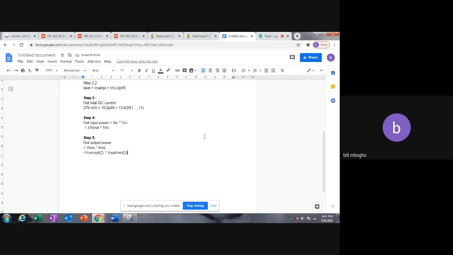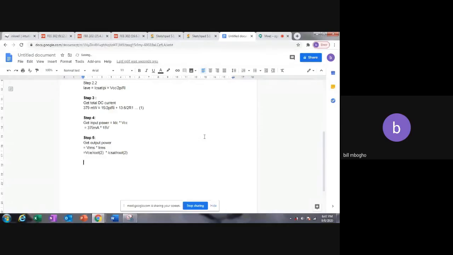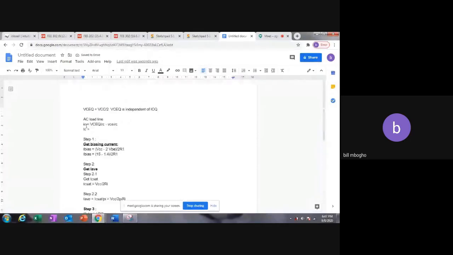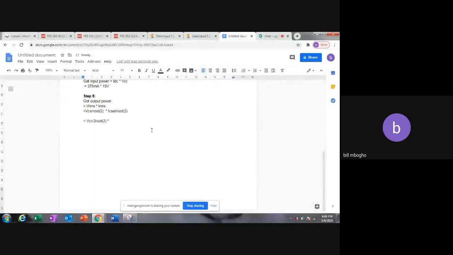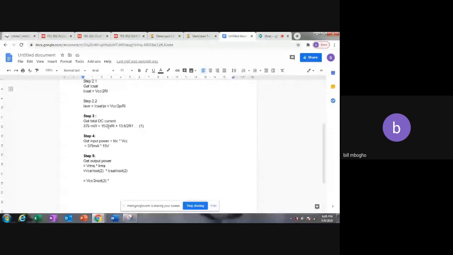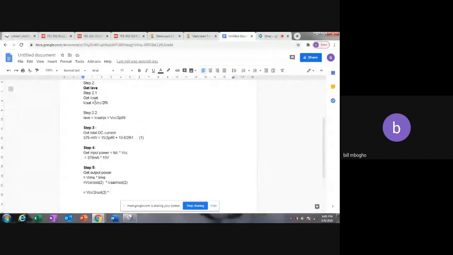VRMS times IRMS, put real values to this. VCE, recall from the beginning, is VCC over 2. So this is VCC over 2 root 2 times IC sat, and IC sat, we've gotten it right here. IC sat is VCC over 2 RL.